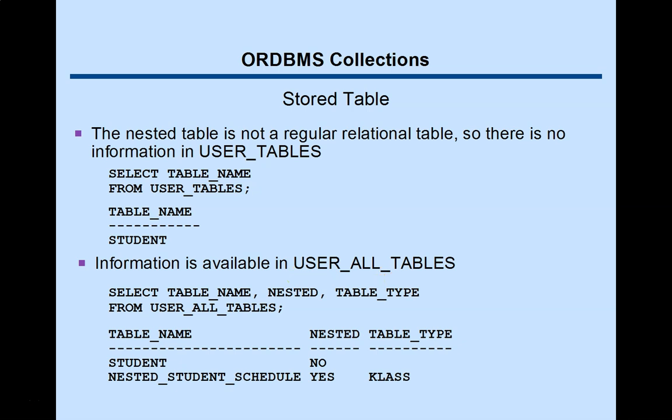So here, the output of this query reveals that student is not a nested table. That makes sense. We know it's a regular relational table. But nested student schedule, our nested table, is displayed when we query user all tables, and it's confirmed as being nested, and its composition is a collection of class objects.